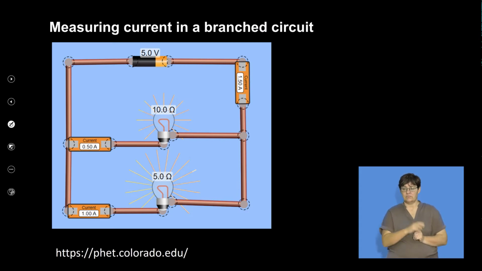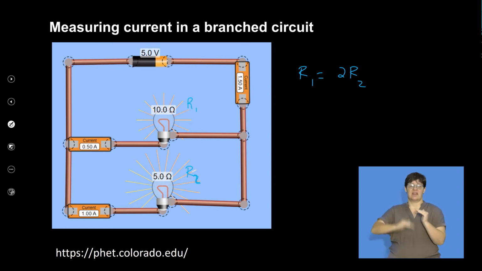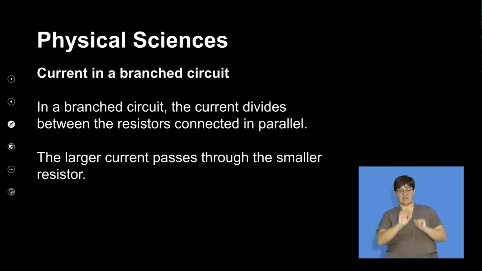You realize that R1 is half R2. So in this case, if we say this is R1 and this is R2, we are saying that R1 is equal to twice R2. So there's more current where there's lesser resistance, but the total current of 1.5 amperes is split between the 10 ohm and the 5 ohm resistor. Very, very important. In a branch circuit, current divides, that's a fact, between the resistors connected in parallel.